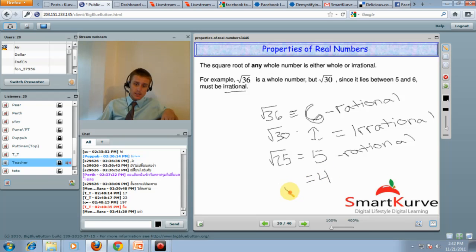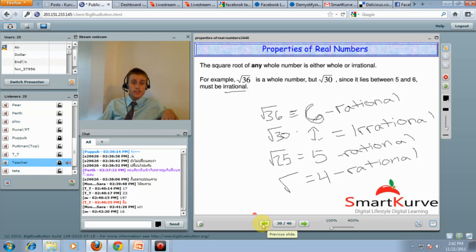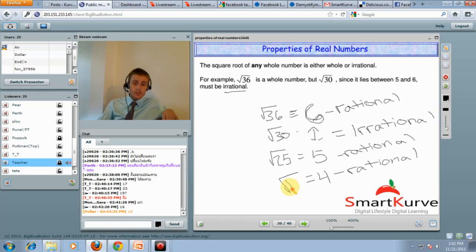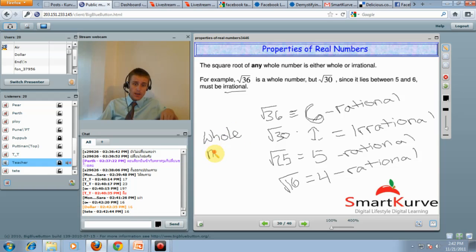So what is the next root that would be a whole number? Yes? Oh yes. Correct. 16 goes in here. A whole number is a number without a fraction or a decimal. So 6 is a whole number. It is complete. It has no extra.